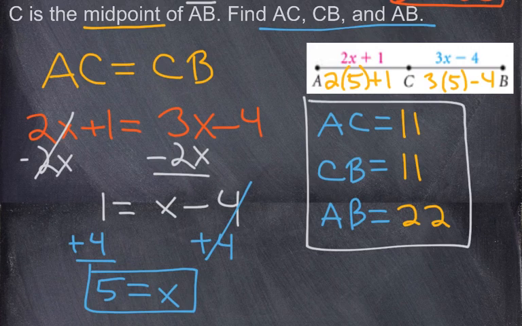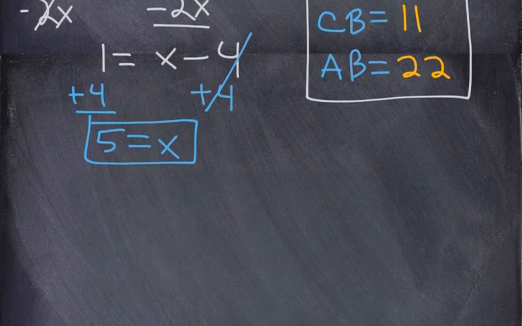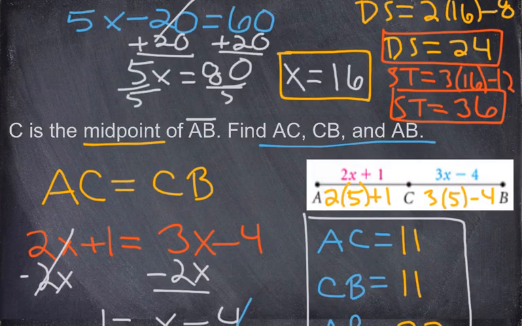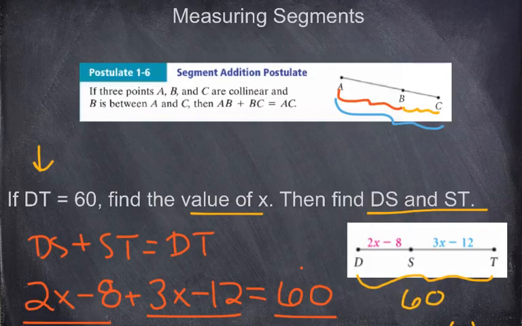Okay? So again, the key with the midpoint is you set the two sides equal to each other and then solve for the variable. And if you have to plug in to find more information, that's what you do. So that is how we find the measurements of segments. Okay? Again, the keys are midpoint and segment addition.